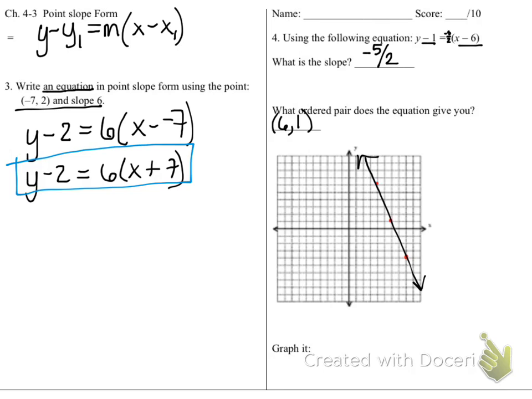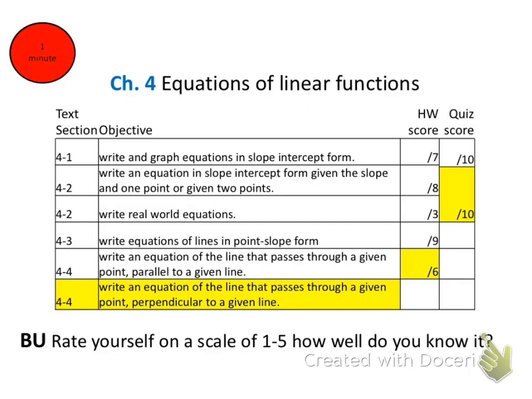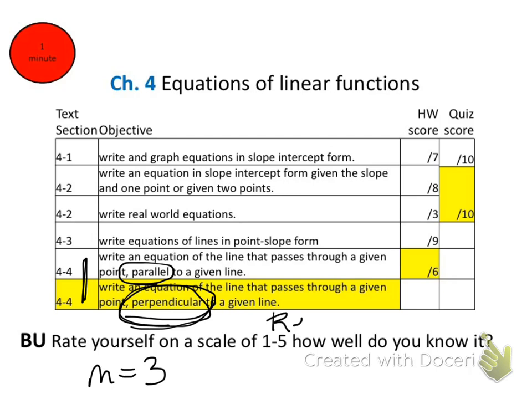Alright, moving on, let's go ahead and start today's lesson. Write into your goal sheets. We're talking specifically about perpendicular lines today. It's the same goal as yesterday, except instead of parallel, we're talking about perpendicular. And remember, the perpendicular slope is going to be the reciprocal and negative.